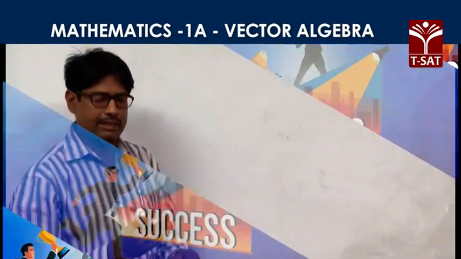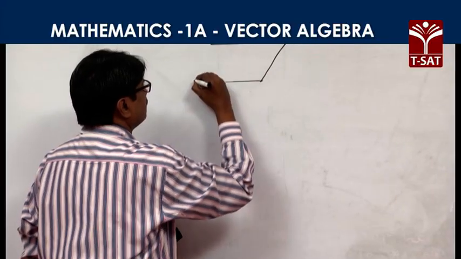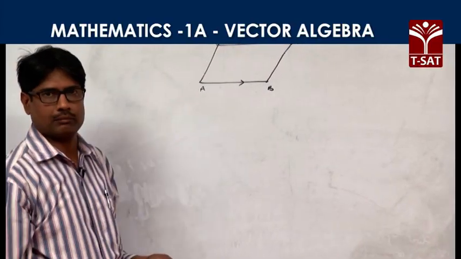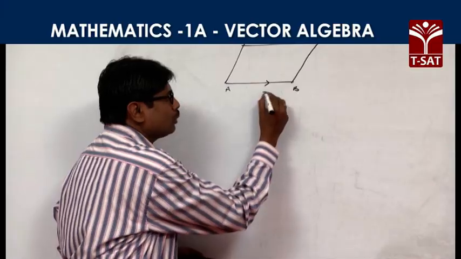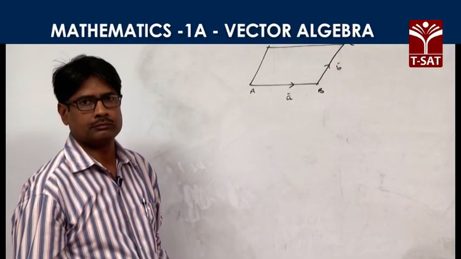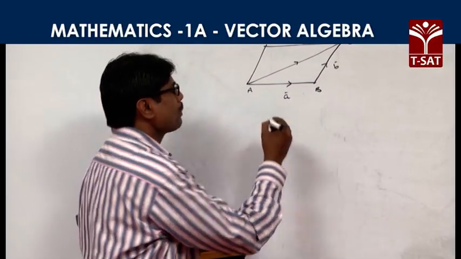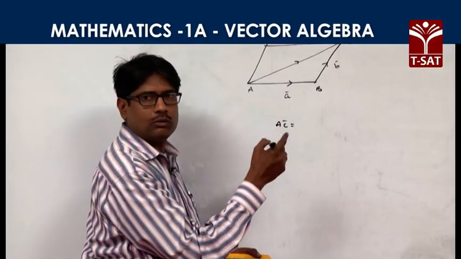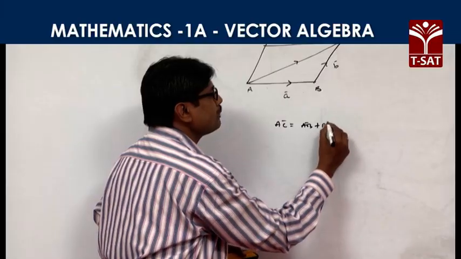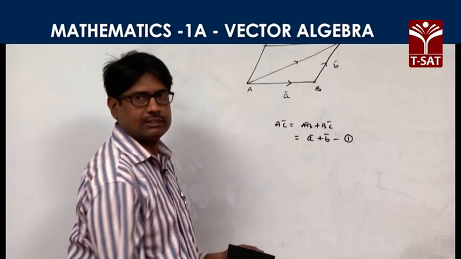Let ABCD be a parallelogram. Let AB bar is equal to A bar and BC bar is equal to B bar, two adjacent sides of the parallelogram. Now take the diagonal AC bar. According to the triangular law of addition of vectors, AC bar is equal to AB bar plus BC bar, and that is nothing but A bar plus B bar. Call it the first equation.